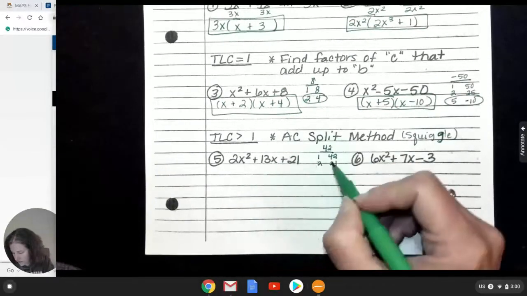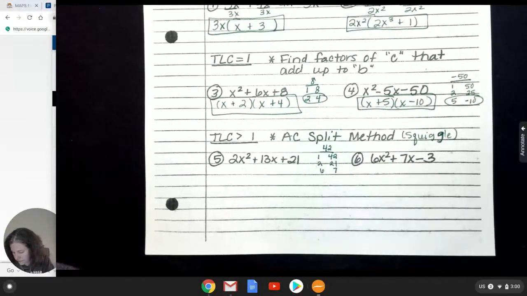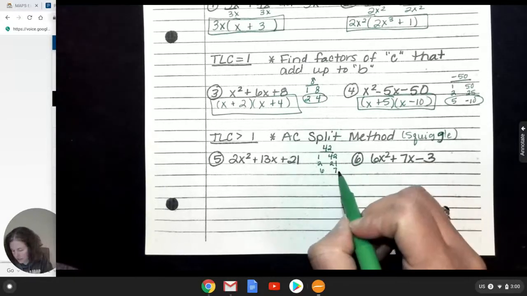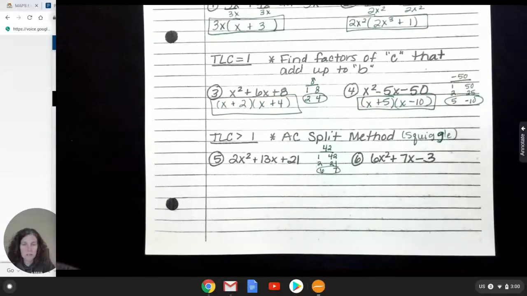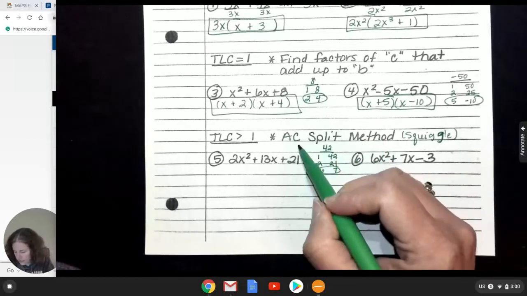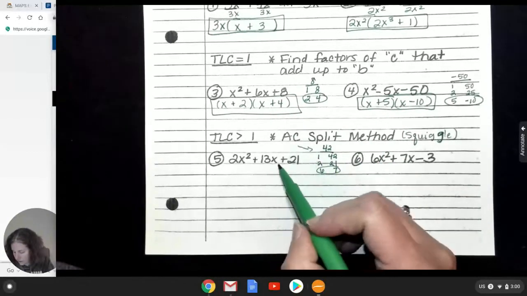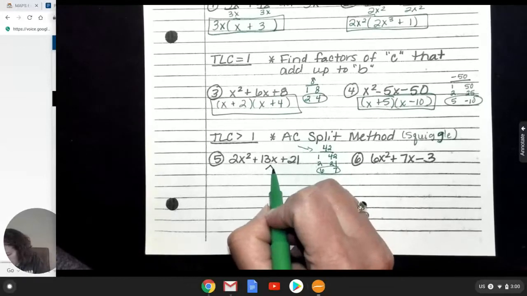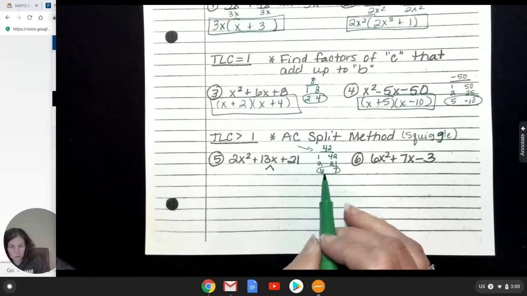Factors of AC to add up to B. I feel like there's more factors, but I could kind of see that 6 and 7 would be the ones that multiply to 42 and add to 13. That's the AC part. Now we're going to split B, using those two factors.